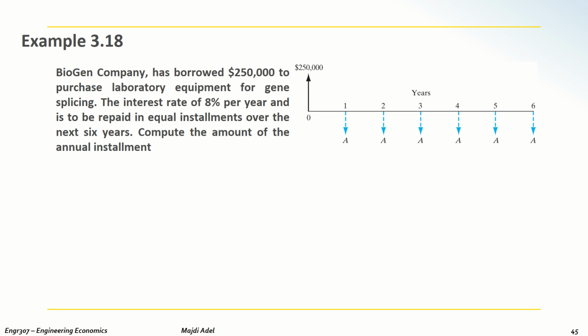We need to compute the amount of annual installment. How much will they pay annually to settle the loan, which is $250,000? So this question is, given P, calculate A.